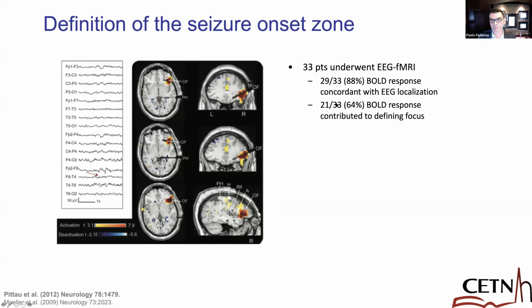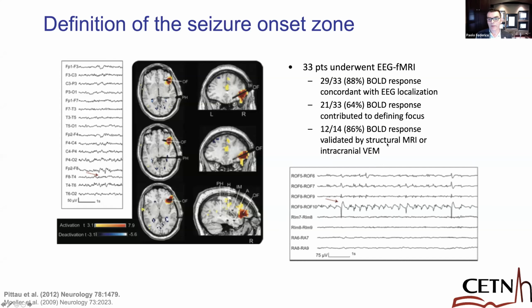showed here. Of the 33 patients, the EEG-fMRI results contributed to defining the seizure focus or the target of surgery. Now, some patients had an abnormal structural MRI, and some underwent intracranial video EEG monitoring, and that was 14 in total. Of those 14 patients, 86% had a BOLD response that was concordant with either the ictal onset zone, as defined by intracranial EEG, as shown in this case with the depth electrode, or with the structural MRI result. So I think this study very nicely shows that scalp EEG-fMRI can identify the seizure onset zone.